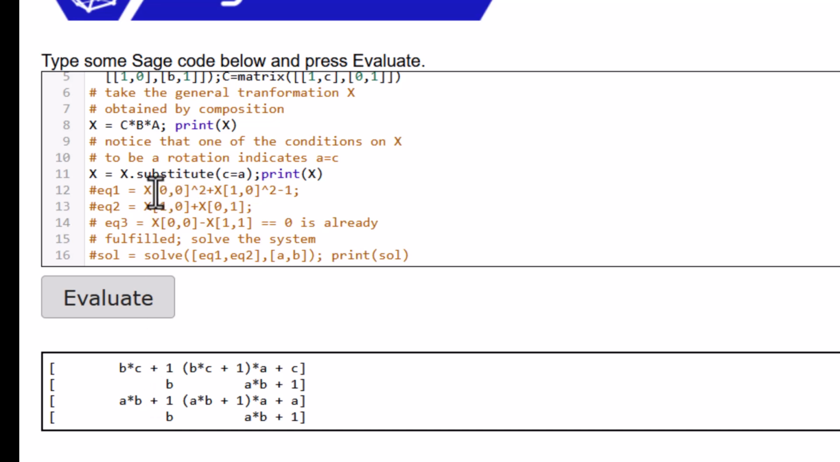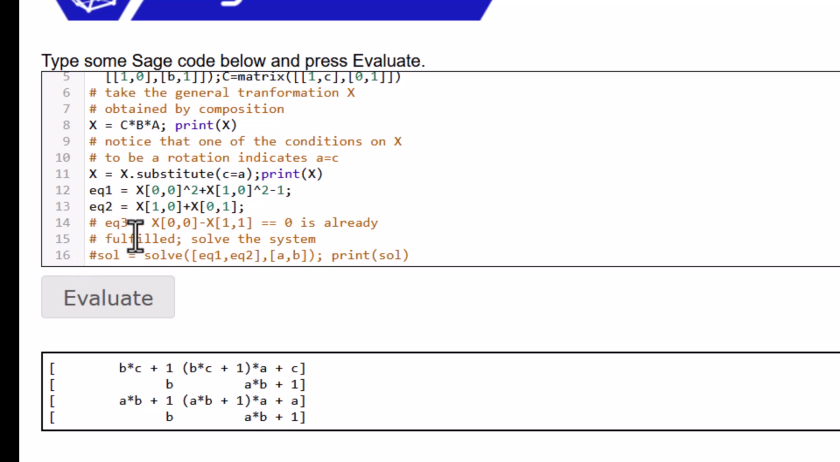So it's this one, so x 0, 0. Remember, Sage counts everything from 0. x0 square plus x1 0 square minus 1 should be 0. So that's the first equation which I add. The second equation is that the bottom one must be the same as the upper right one. So that's the x1 up to sign. So the x1 0 should be minus x0 1. So that's the second equation.